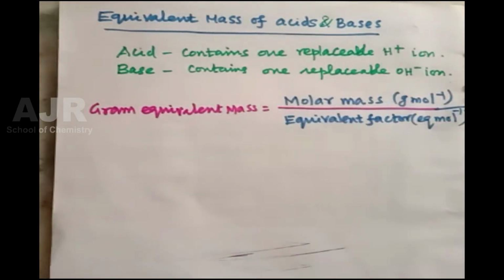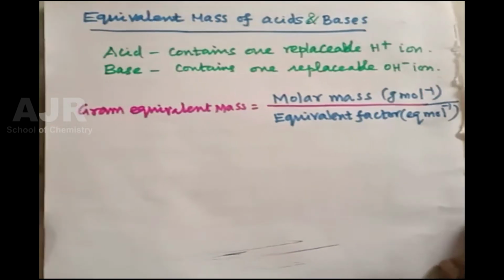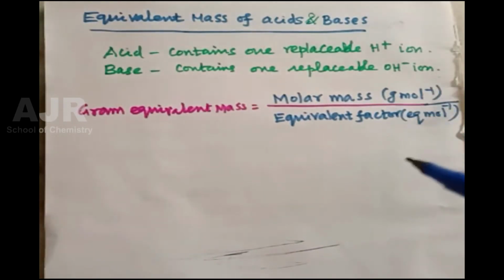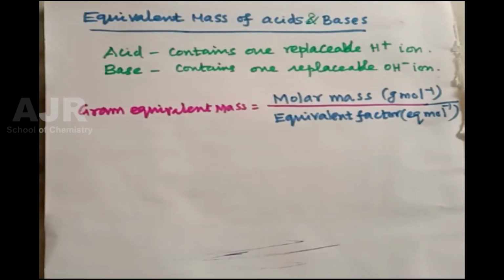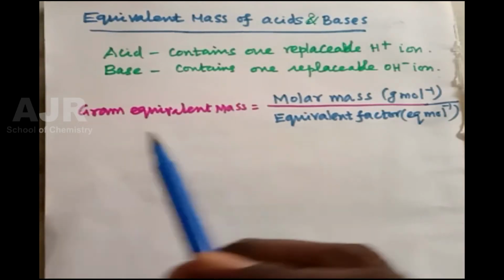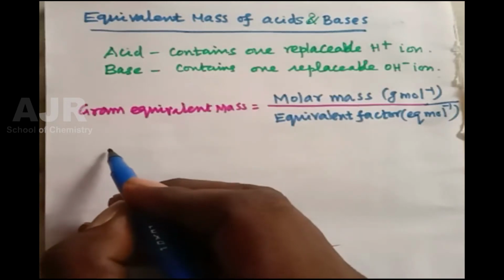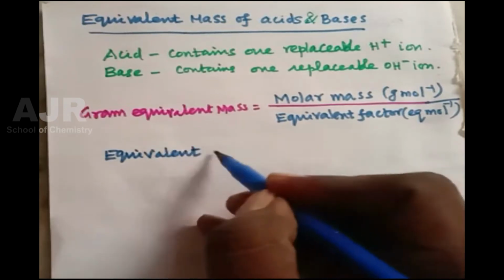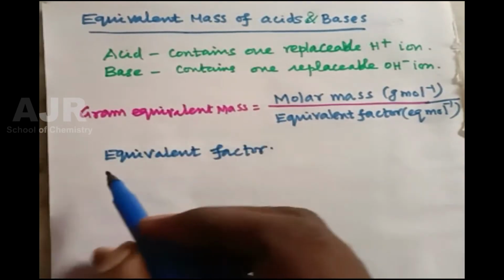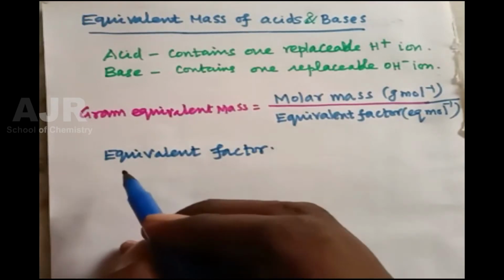So for which acid you are going to calculate equivalent mass, you have to use the molar mass of that acid. Similarly the base. The equivalent factor I am going to explain now, how to calculate it. Only if you know the equivalent factor value can you apply it here to identify the gram equivalent mass of the acid or base. Now let me give you the equivalent factor for acid.